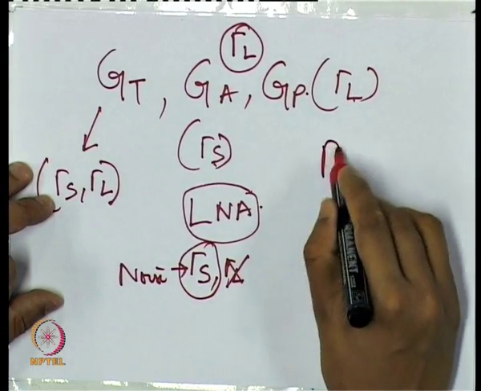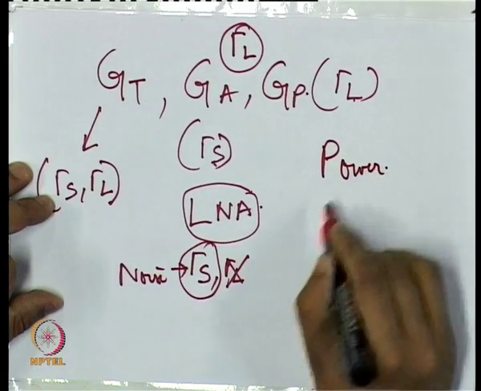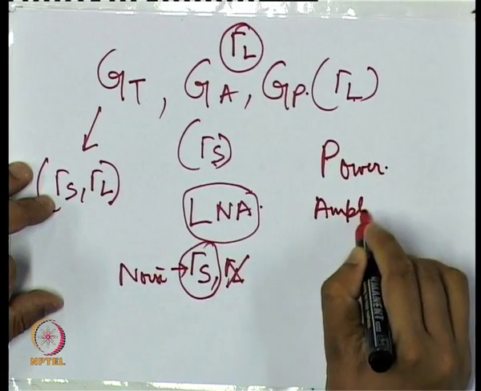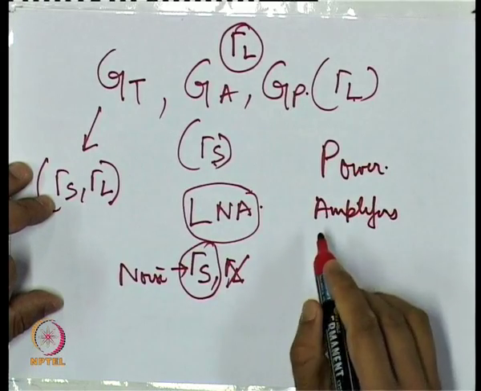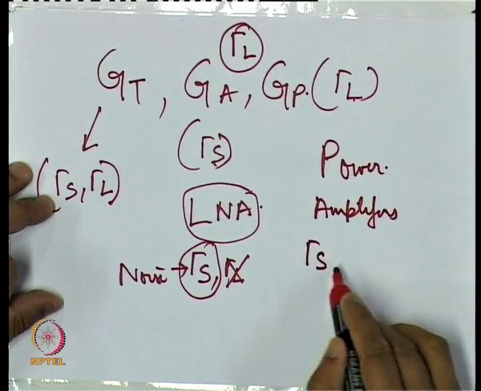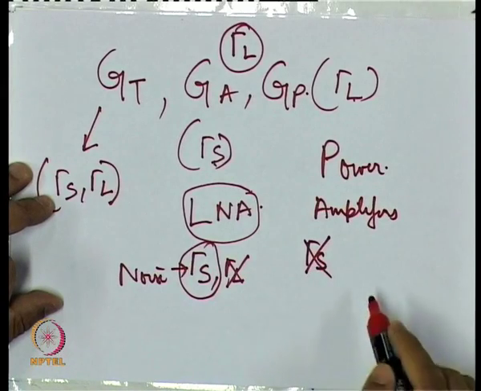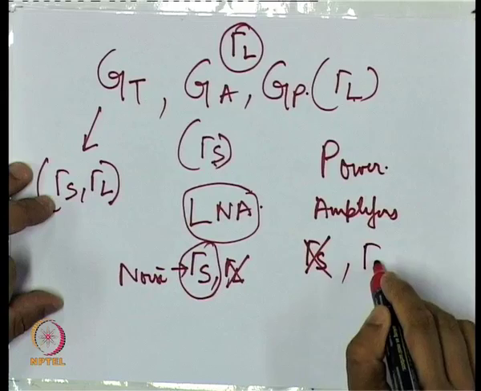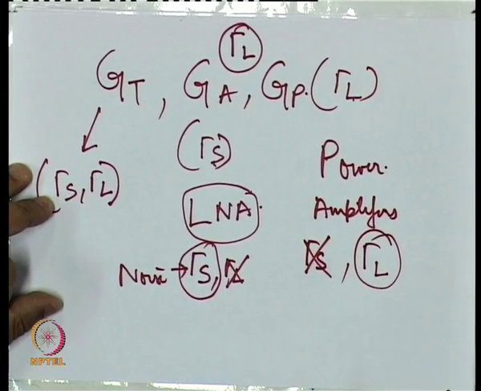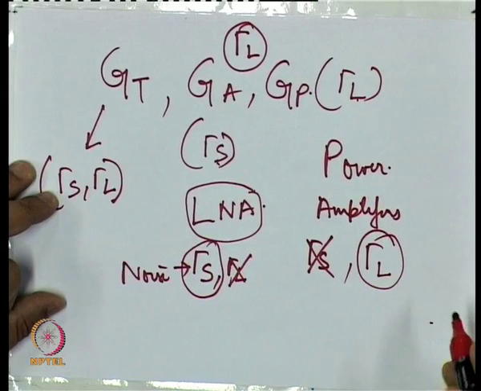On the other hand, if we consider power amplifiers, for these amplifiers the source is already fixed, so we can't change anything in the source gamma S, but gamma L can be designed to obtain the appropriate power gain.